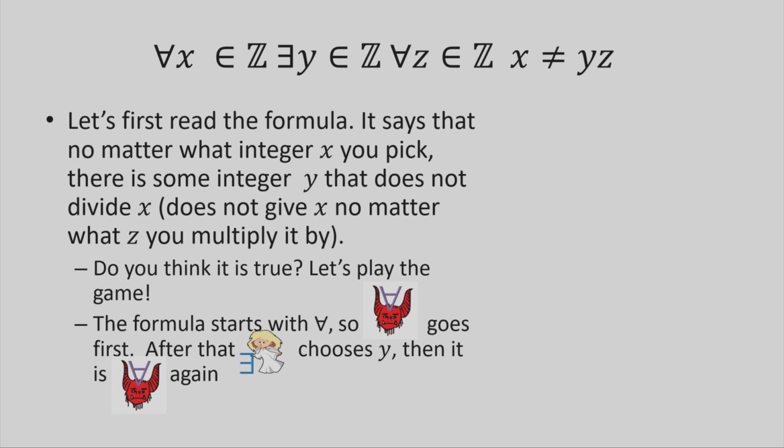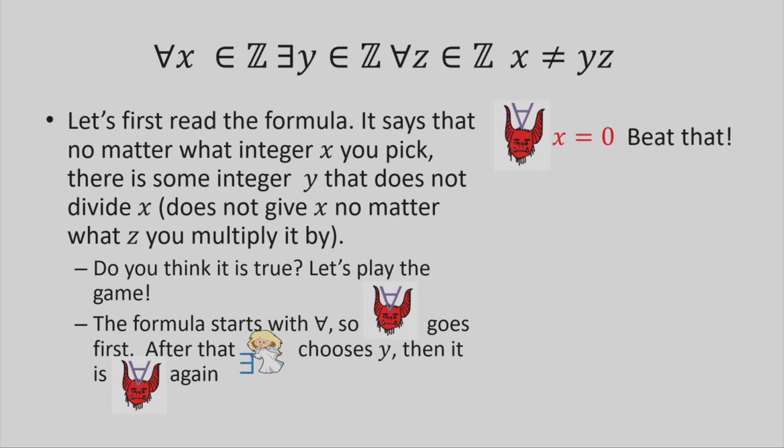Let's try to play the game. So we have three quantifiers. The first one is universal, the second one is existential, and the third one is universal again. So our universal player, the one who wants the formula false, will go first. Then the existential player will respond. And then the universal player will set the last variable z to whatever he wants.